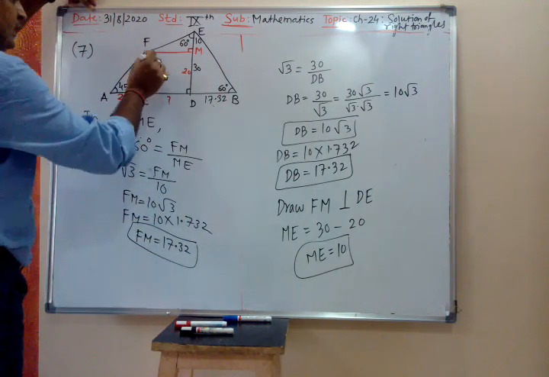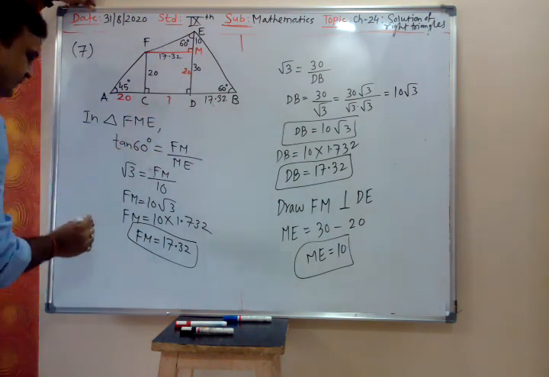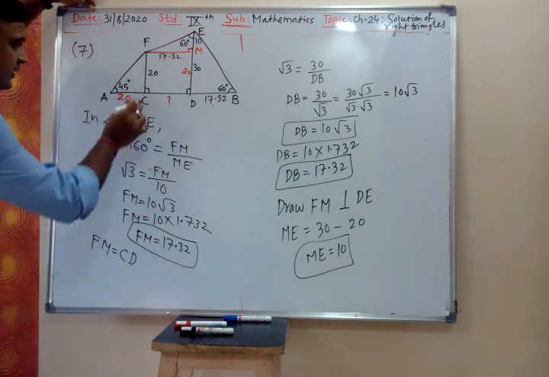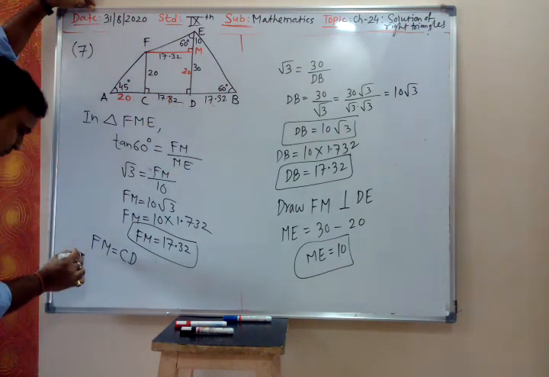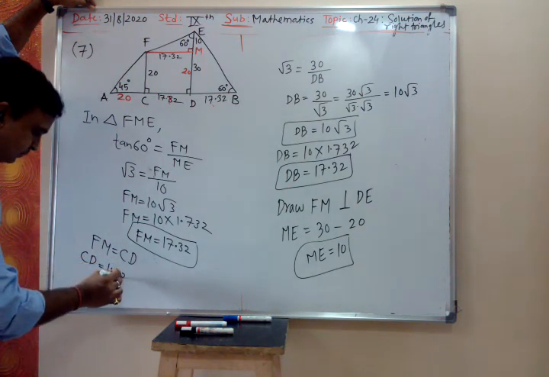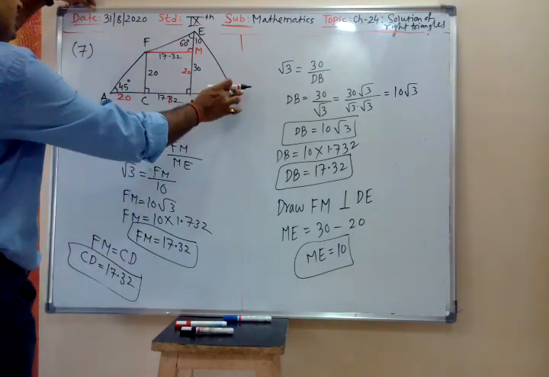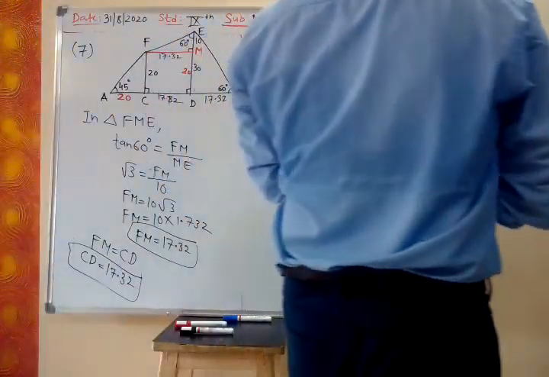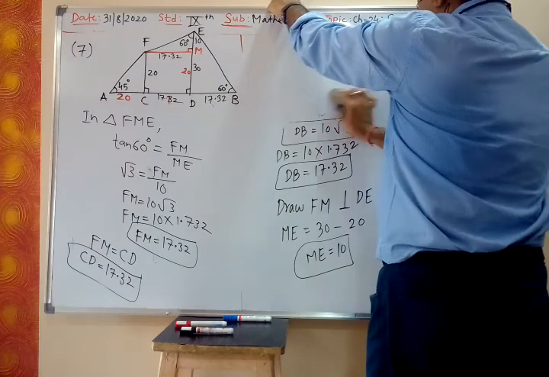FM is 17.32. So FM will be the same as CD. FM is equal to CD, so this also will be 17.32. So my CD is equal to 17.32. And now we add all these three and get the value of AB.